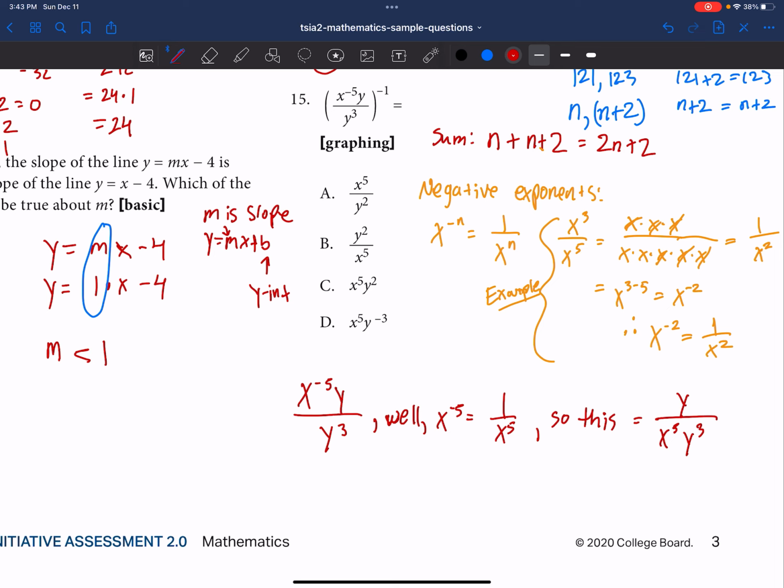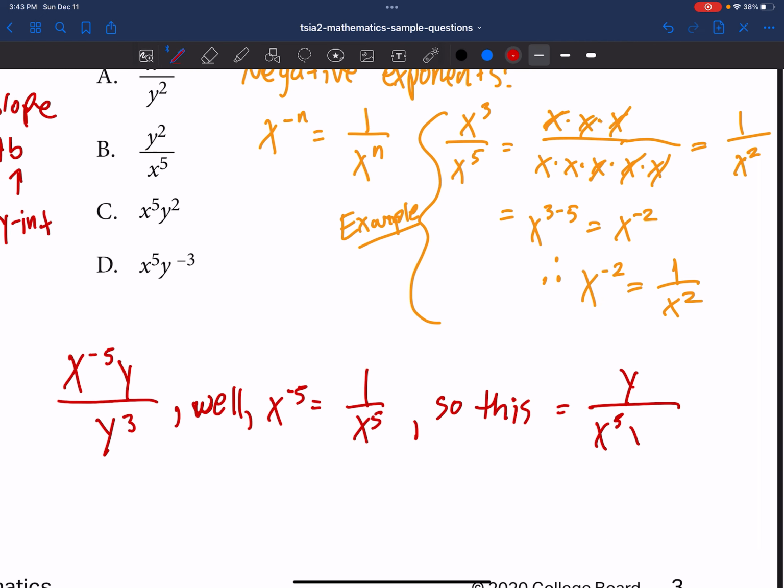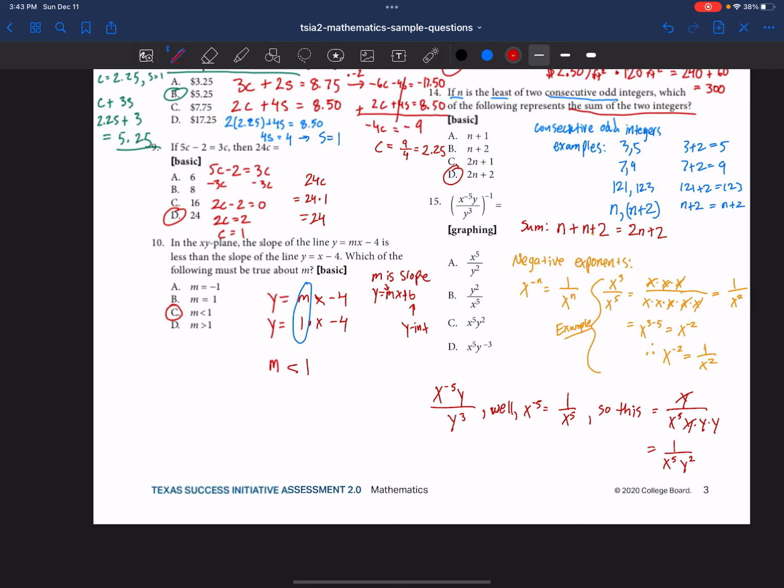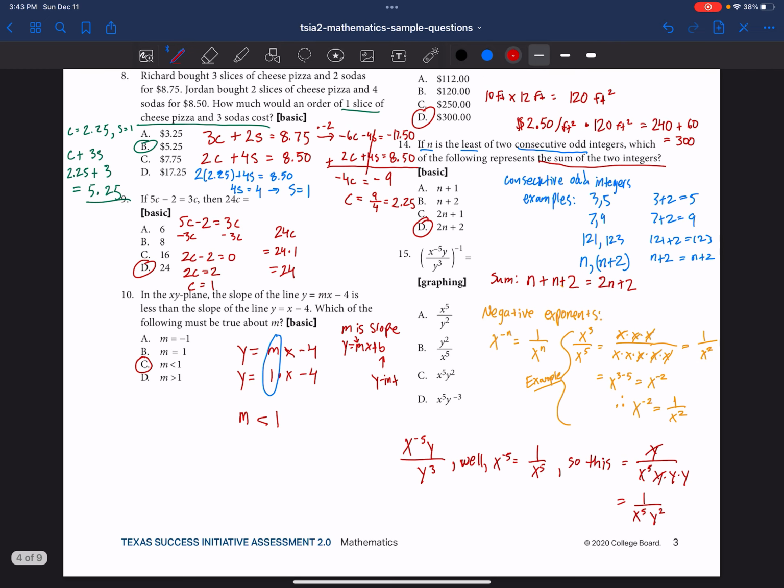And I notice that there is a y on top. So if I rewrite y cubed as y times y times y, then those y's cancel. And so I get 1 over x to the 5th times y squared. So now this is 1 over x to the 5th y squared, to the negative 1.